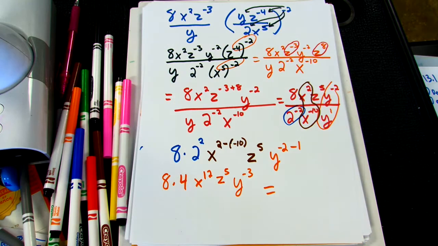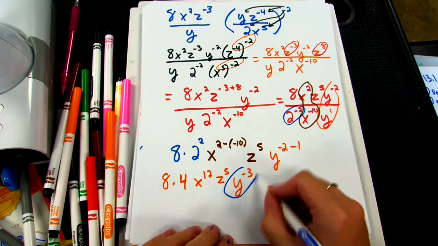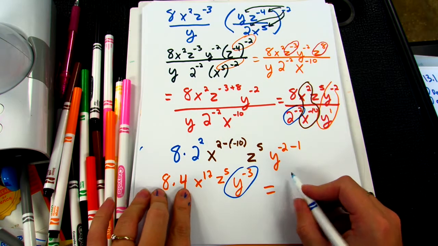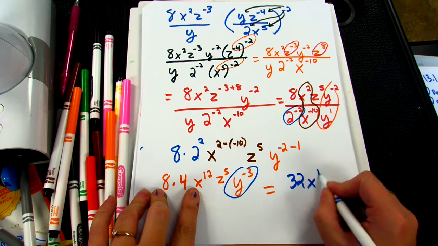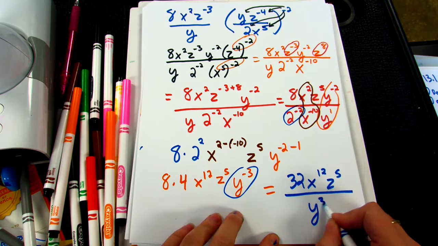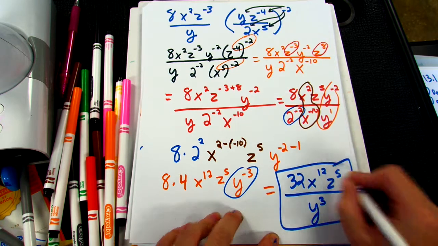We are almost done. Very last thing is to simplify it. We can't have a negative exponent. So in our numerator, we have 8 times 4, which is 32, x to the 12th, z to the 5th, all over y to the positive 3. Done.